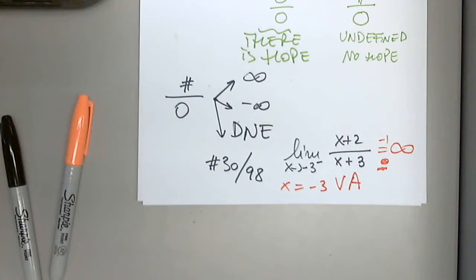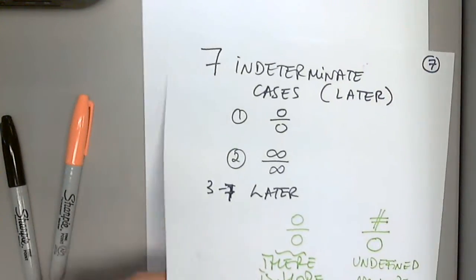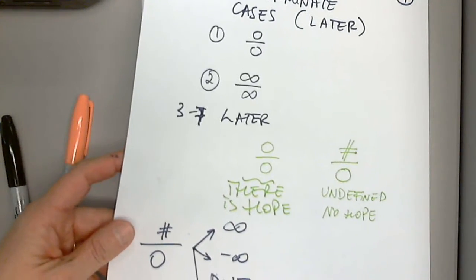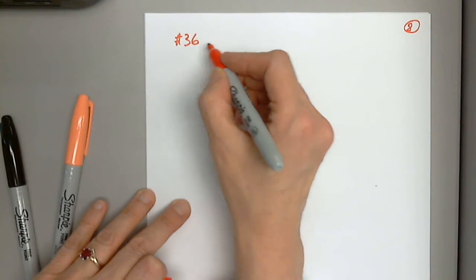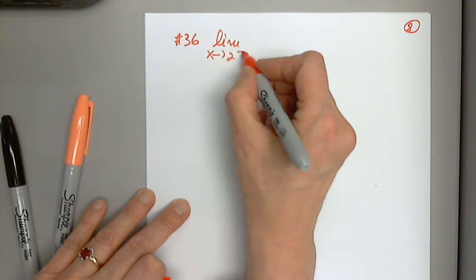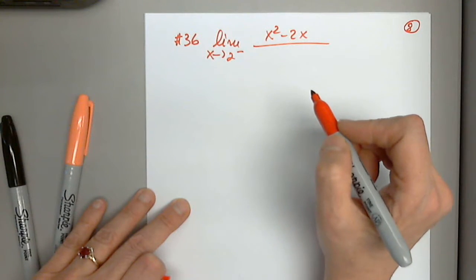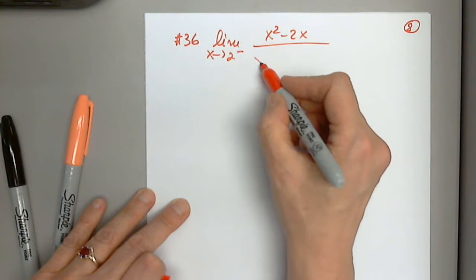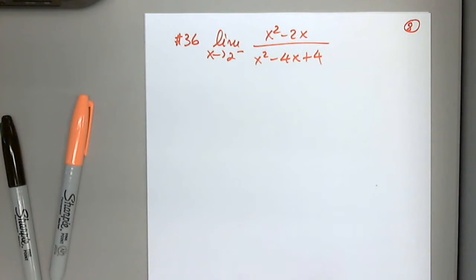Okay, so let's look at 36. And also, I would like to look at, yeah, that's good enough. Unless you want to choose something else, please do. So 36. So this is the limit as x approaches 2 from the left of x squared minus 2x, everything divided by x squared minus 4x plus 4.